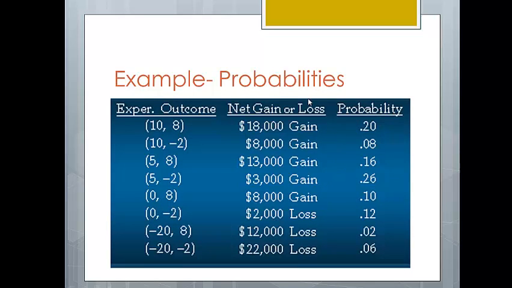Now, probabilities can be assigned to these. Let's say we used our relative frequency information from past outcomes and we've assigned probabilities based on that. So we know the probability of an $18,000 gain from this total investment is 20%. We know the probability of an $8,000 gain from this investment is 8%, and so on and so forth. I'm not showing you in this example how these probabilities are calculated. We're just going to take them as given and use those probabilities to do some analysis.